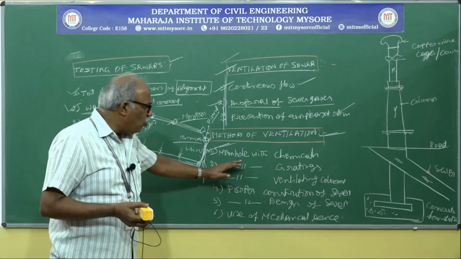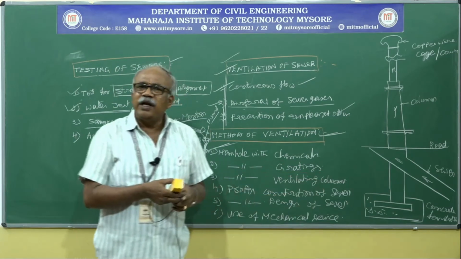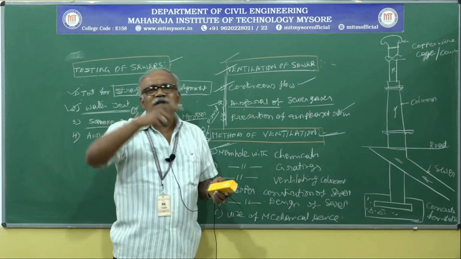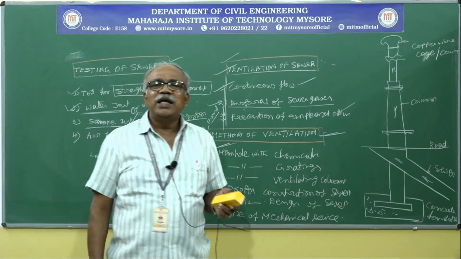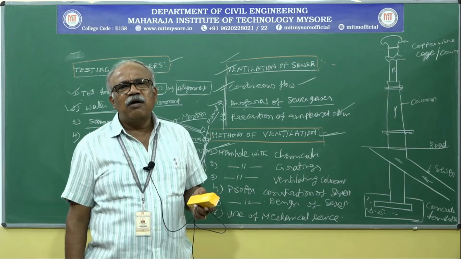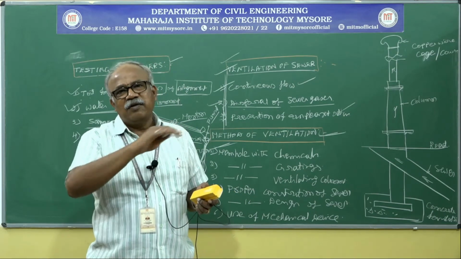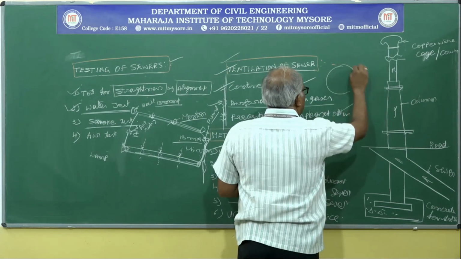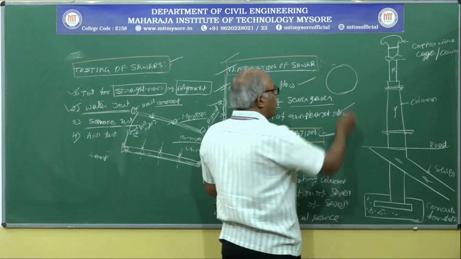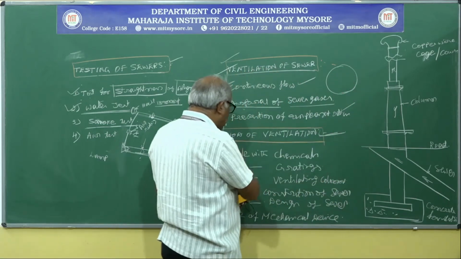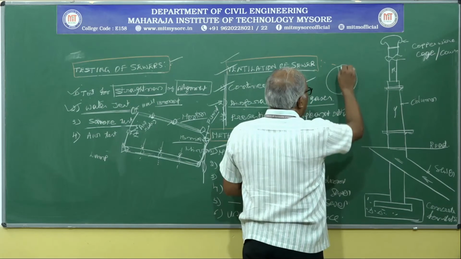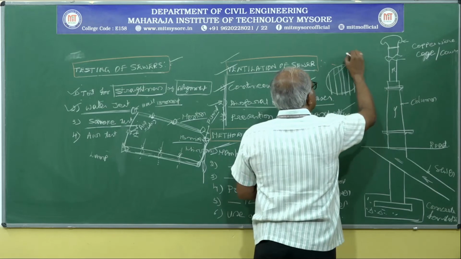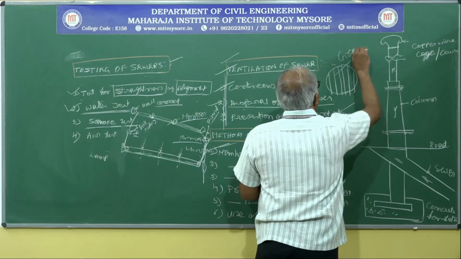Second method, manhole with gratings. What do you mean by gratings? After constructing a manhole, we have to cover it with an iron or steel casing. We are going to use iron or steel casing for covering. Sometimes the cover is solid. Otherwise, according to this method of ventilation, we are going to provide gratings. What do you mean by gratings?